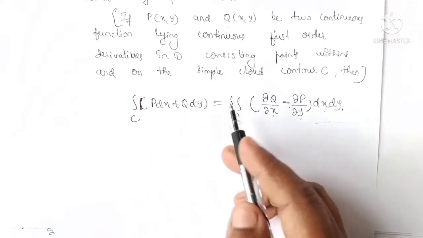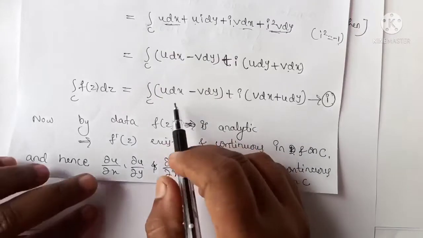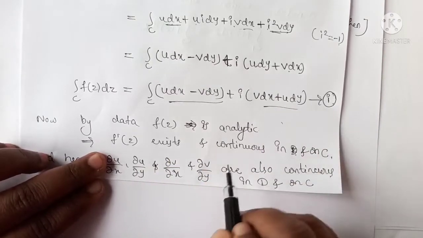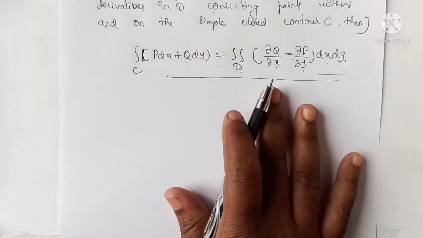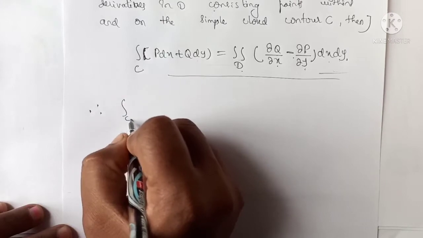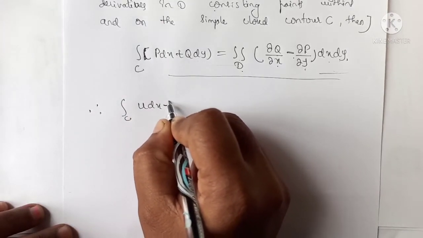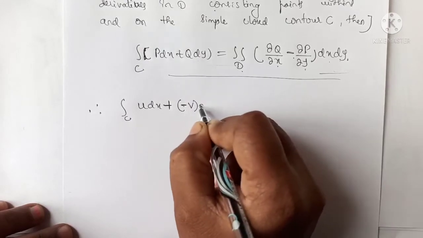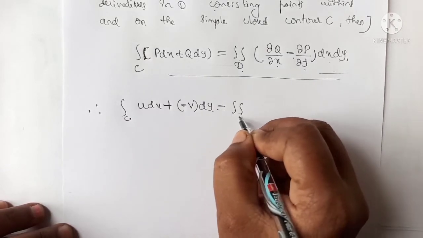By applying Green's theorem, we apply it first to this integral, then to the next term. First applying Green's theorem for this one, we get the integral over C of u dx plus, taking the minus sign with this v, v dy, which can be written as a double integral over D.